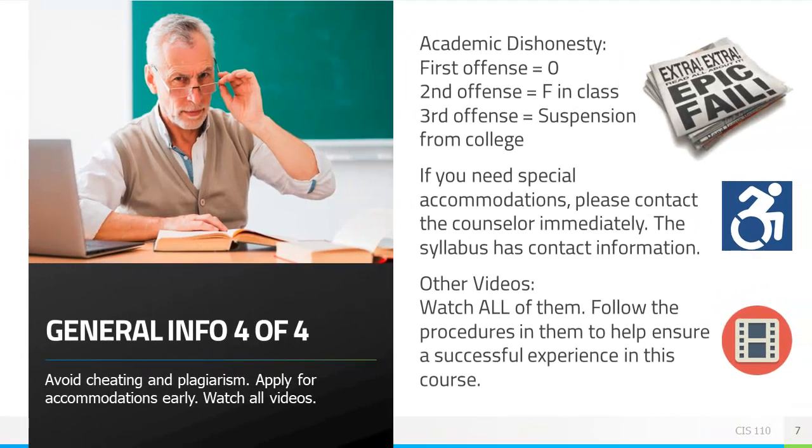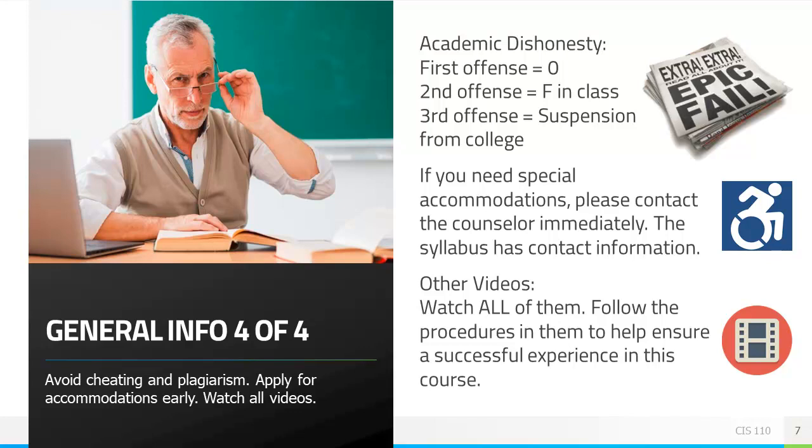Our CIS 110 academic dishonesty policy is simple. We will warn you with a 0 for the first offense of cheating. The second offense will result in a grade of F in the class. The third offense results in expulsion from the college. These offenses are cumulative and are kept on file in the Vice President of Instruction's office.